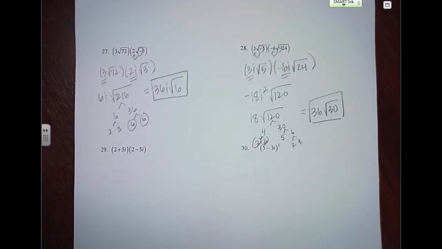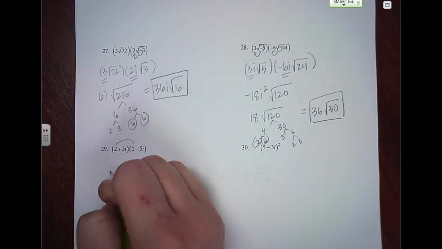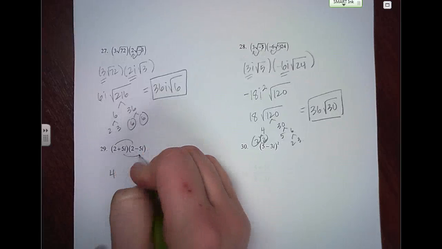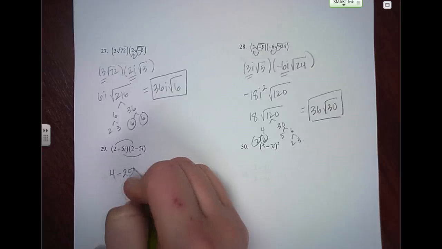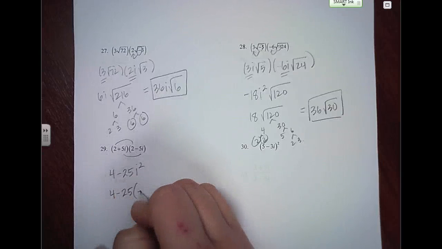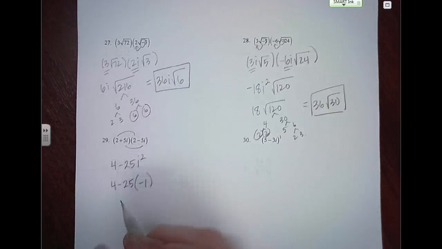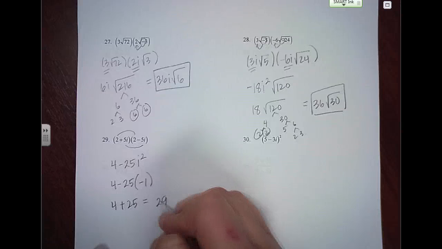Number 29. So here we have conjugates. We have a positive and a negative. So you can do the shortcut. You can just do 2 times 2 is 4. And then 5i times negative 5i would be negative 25i squared. i squared is equal to negative 1. So that makes it a positive 25, which is equal to 29.